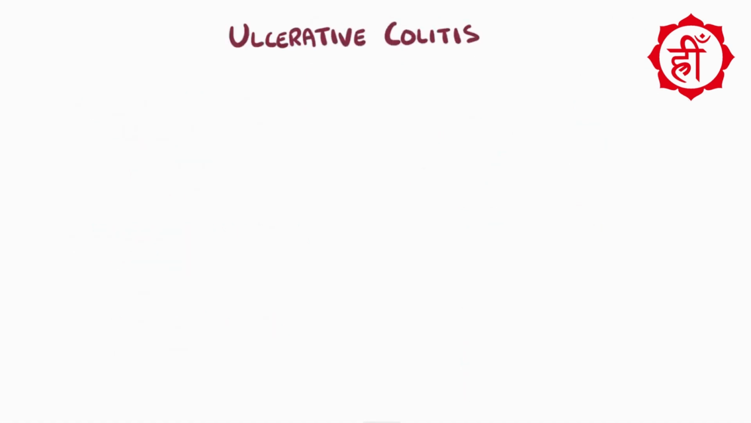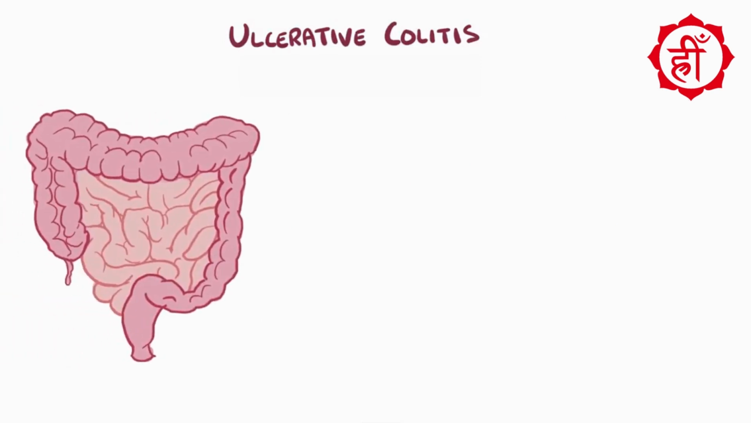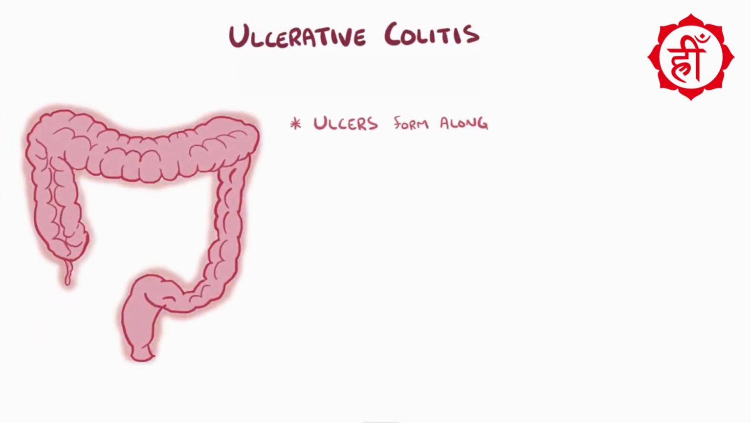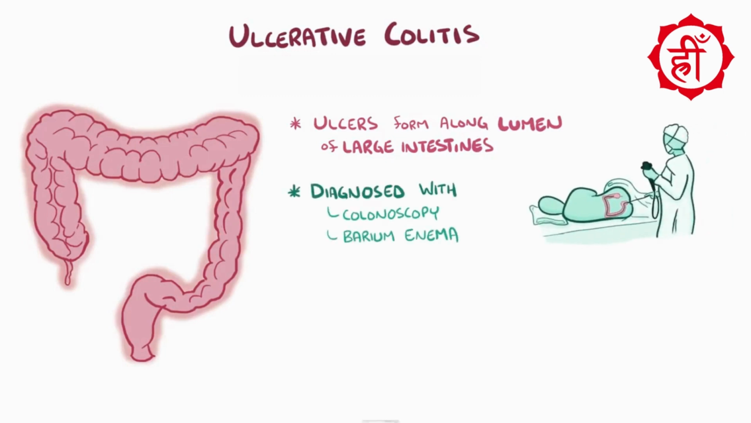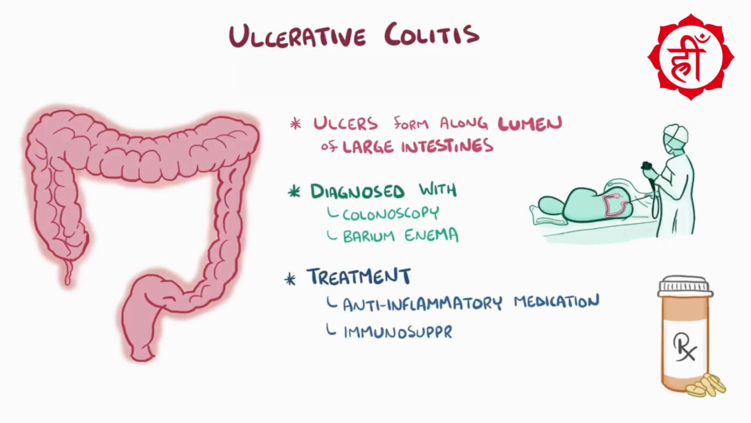Ulcerative colitis is the most common type of inflammatory bowel disease, where ulcers form along the inner surface or lumen of the large intestine, which includes both the colon and the rectum. Ulcerative colitis is diagnosed with the help of colonoscopy and barium enema, and treatment involves anti-inflammatory medications, immunosuppressants, or colectomy to remove diseased parts of the colon in severe cases.